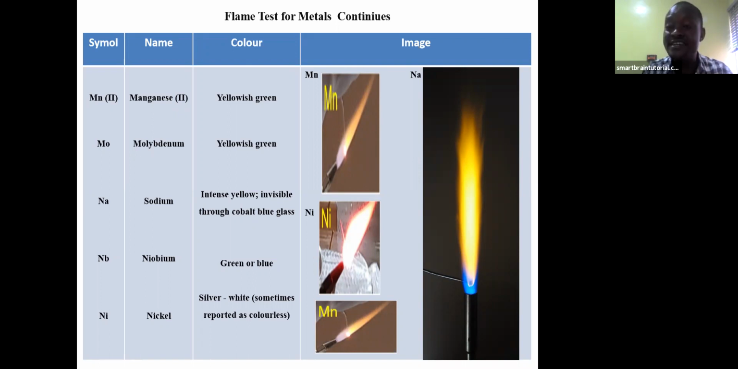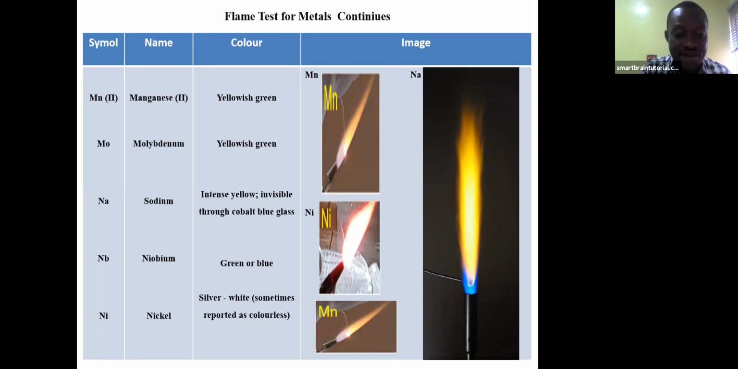Next is niobium. It gives a green or blue. Nickel will give you silver white, sometimes reported as colorless. In the picture here, we have a few examples, like manganese. Manganese, we say that it gives a yellowish green, greenish yellow, or pale green. Then intense yellow. Then we have nickel. Nickel, we've said, gives a silver white. You can see it's very bright here.